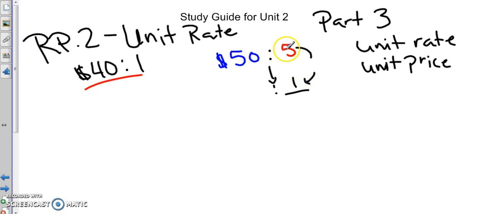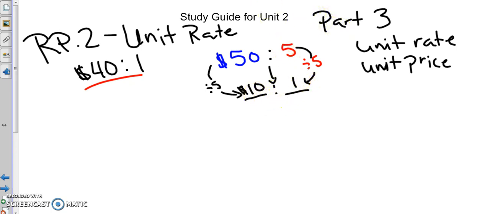Well, 5 divided by 5 gives me 1. So whatever I do on the right side, I must do also on the left. So 50 divided by 5 gives me $10. Correct. So that means that each shirt is $10.